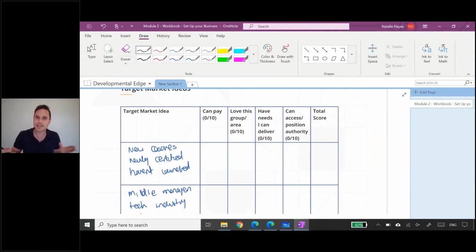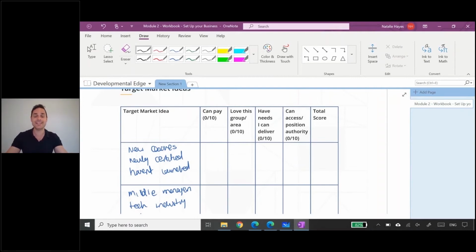We've also got, I love this group or area. It's no good picking a niche if you don't really enjoy working with that niche. If you're picking a niche that you don't enjoy, you're going to burn out. It's going to be a grind. It's going to be a chore to work with these people. And that is not a recipe for long-term success.